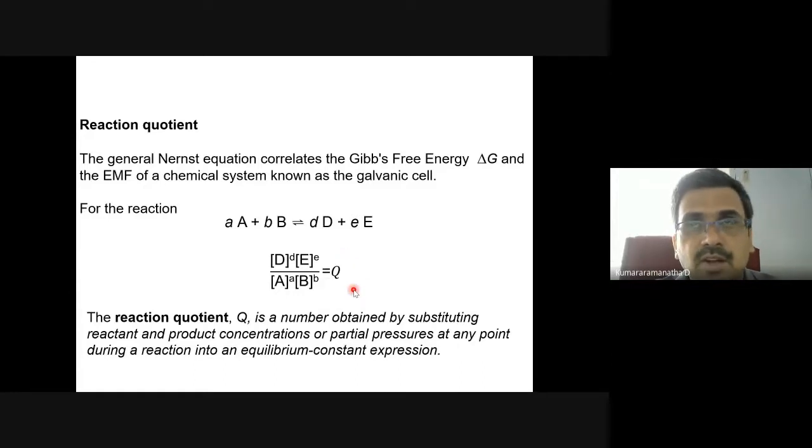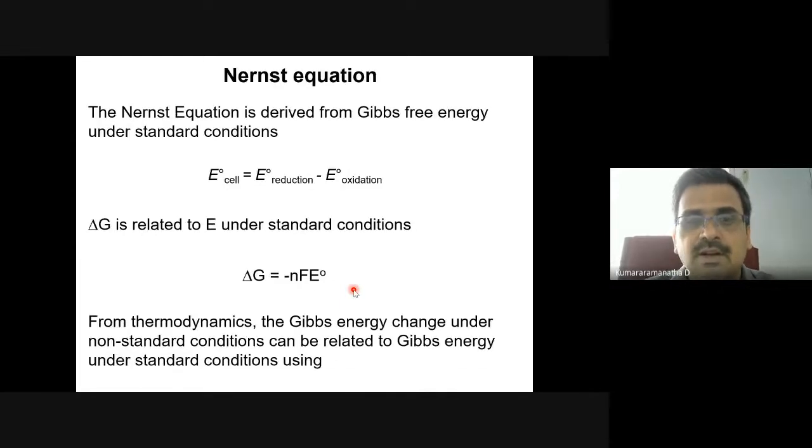Now, why are we learning this? You might be wondering. First of all, we looked at the spontaneity of a reaction, and then we went to its free energy, for example delta G, and then we introduced electrochemistry. Why are we learning all this? The answer is very simple: we want to look at the Nernst equation.